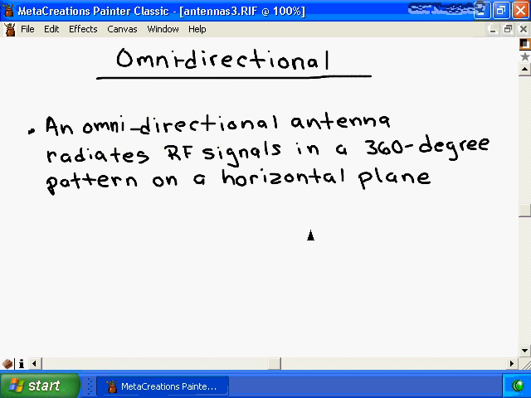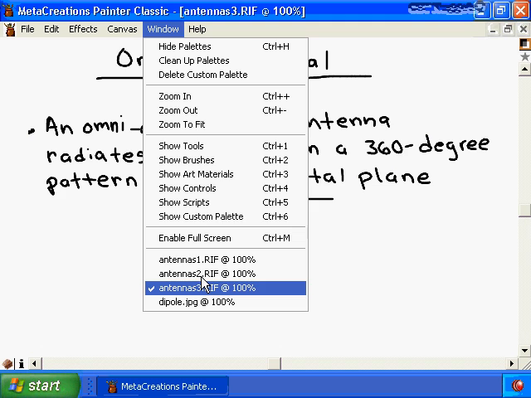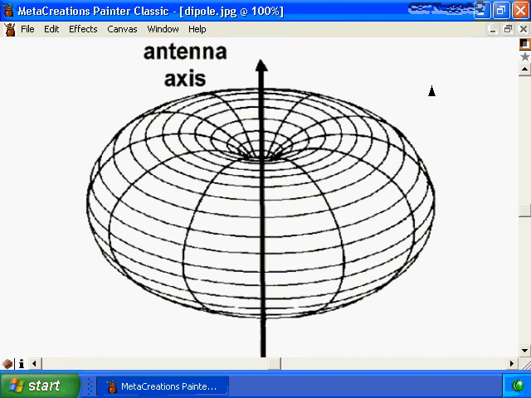Now, the key definition of an omnidirectional antenna is that it radiates its RF signals in a 360-degree pattern along a horizontal plane. So meaning the signal radiates in all directions. Now we can see what the radiation pattern of an omnidirectional antenna looks like by bringing up another whiteboard. So as we see here in this illustration, the radio frequency signal is radiating out in a 360-degree pattern, and it's radiating out equally in a 360-degree pattern.